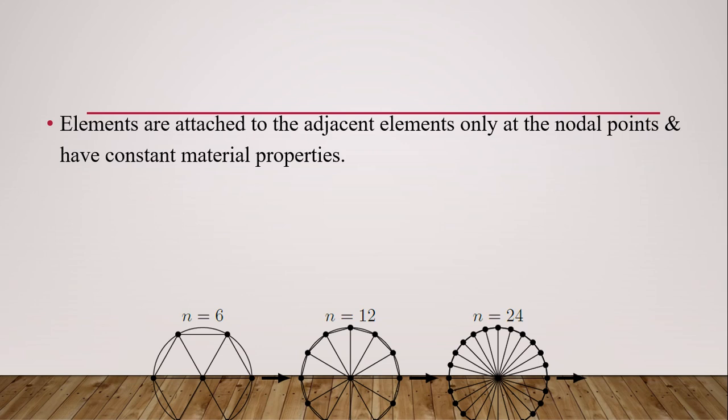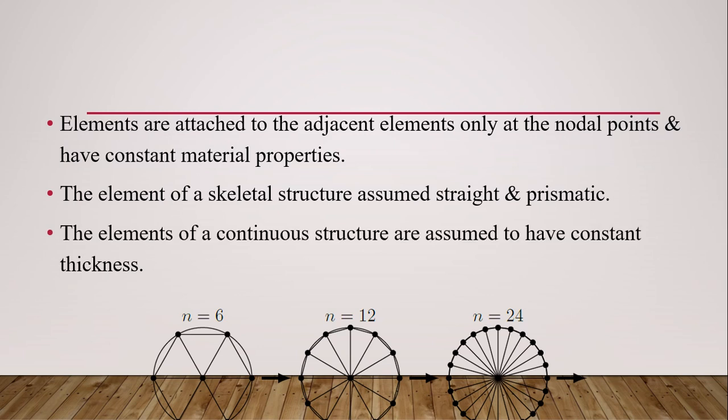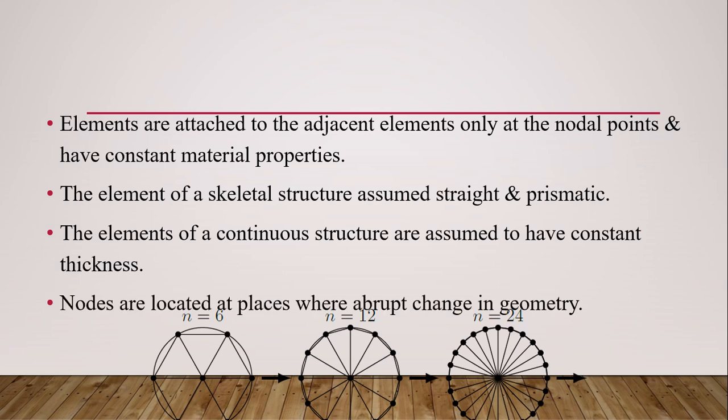In that assumption, the first assumption is that the elements are attached to the adjacent element only at the nodal points and have constant material properties. The second assumption is that the elements of a skeletal structure are assumed straight and prismatic. The elements of a continuous structure are assumed to have constant thickness. And the last assumption is that nodes are located at the places where there is an abrupt change in geometry. So this is all about the assumptions of the discretization.